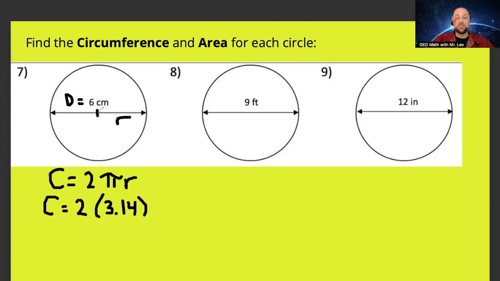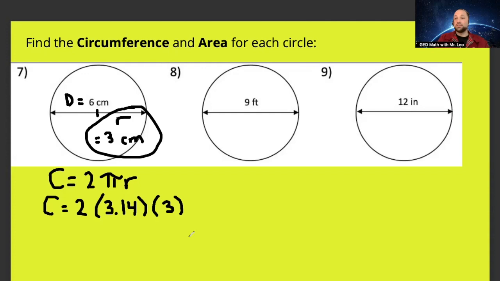Here is the radius. Tell me in your head, what's half of 6? That's going to be 3 centimeters. Radius is 3 cm. So this is the number we want to use. We see radius here. We're going to use a 3. See how we did that? 2 times pi times the radius, which we said had to be 3 centimeters.